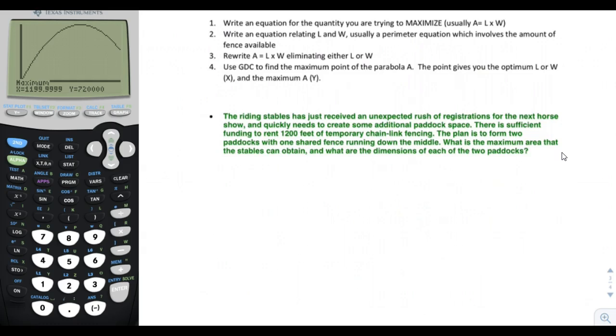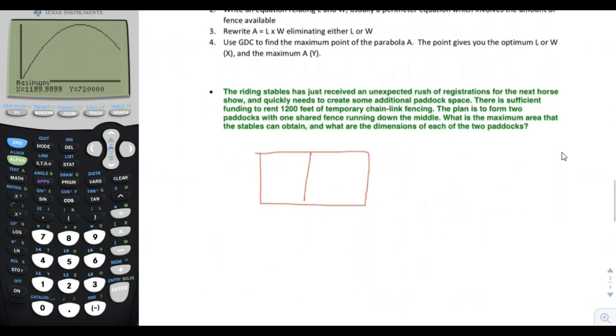What is the maximum area that the stables can obtain, and what are the dimensions of each of the 2 paddocks? Okay, so that means it's going to look kind of like this. We don't know if it's a square, a rectangle, or what, but it kind of looks like that. And we have 1,200 feet of fence available. And the area is going to be maximized. Well, what do you think the area is going to be?